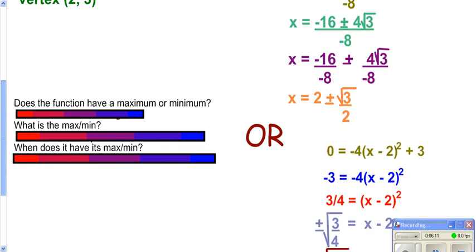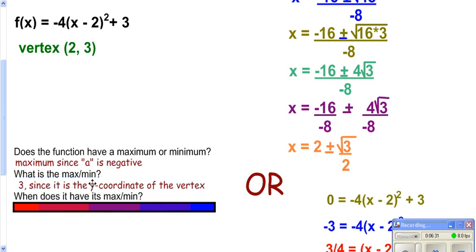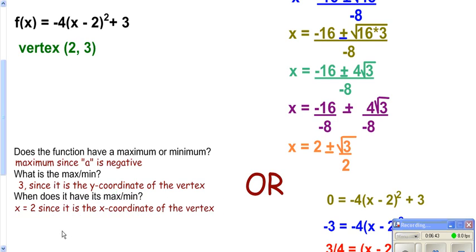But either way works. Now, when you looked at your problem that we started out with, would it have a maximum or a minimum? Well, we knew our A value was negative, so it opened down, so therefore you would have a maximum. What is the maximum? Remember, if you're looking for the max or min, that's the y-coordinate of your vertex, so our maximum is 3. When does it have a maximum or minimum? Remember we said that was your x-coordinate, tells you when it occurs, so it occurs when x is 2.